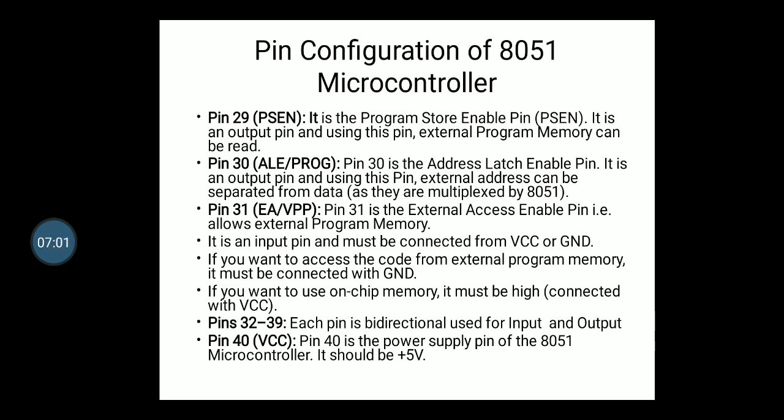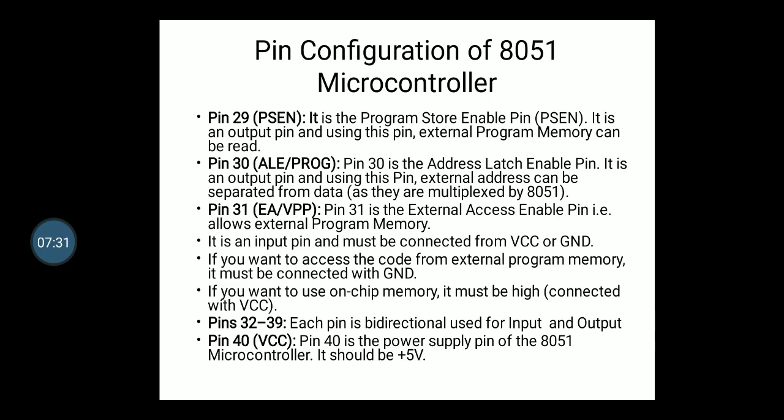Pin number 31. Pin 31 is the external access pin. It is an input pin and must be connected to VCC or ground. If you want to access the code from the external program memory, then it must be connected to ground. And if you want to use on-chip memory, that is internal memory, the memory which is provided in the chip, then it is connected to VCC.